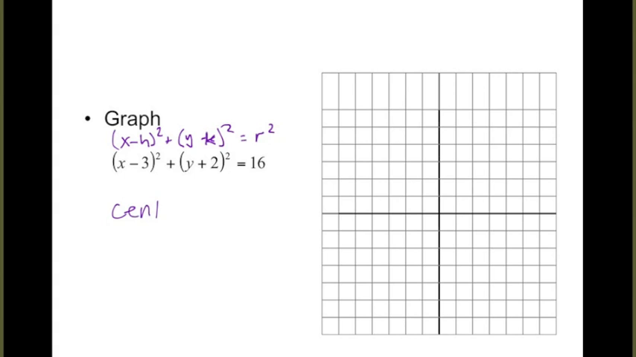So that means the center of this circle is going to be at 3, -2. It's the opposites of the numbers in the parentheses, because the standard form of the equation says that we have x minus h and y minus k. So we're looking for the opposites of the numbers in the parentheses. So our center is going to be at +3, -2. In our graph then, we're going to go over to +3, -2, and that's going to be our center.